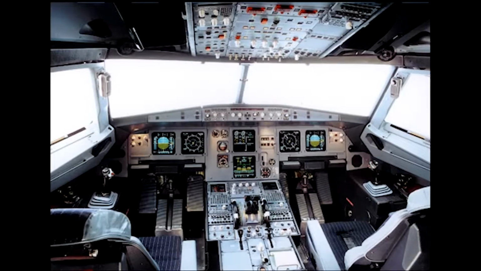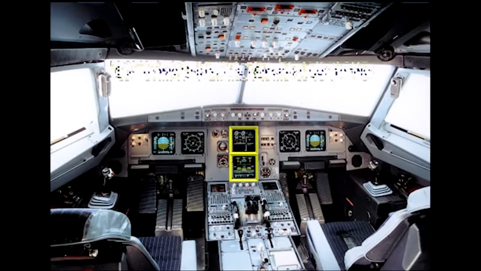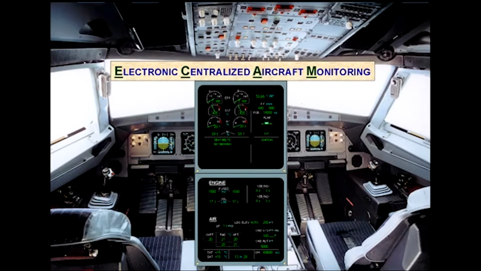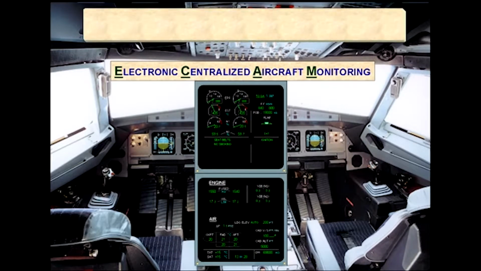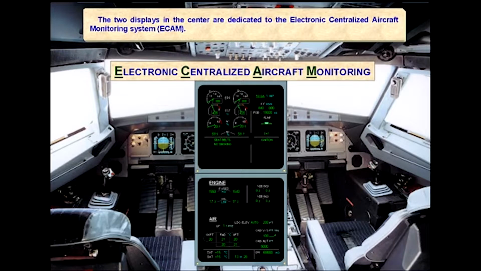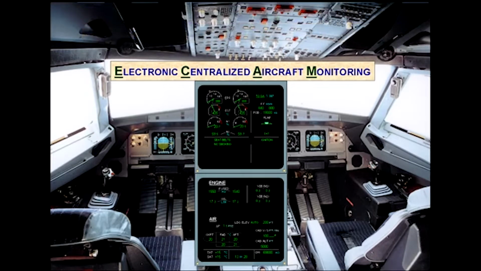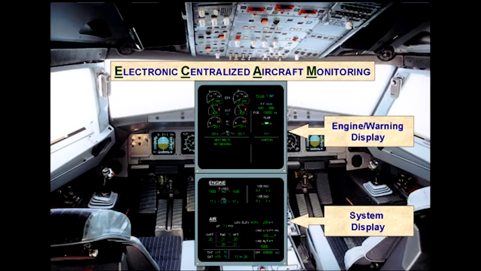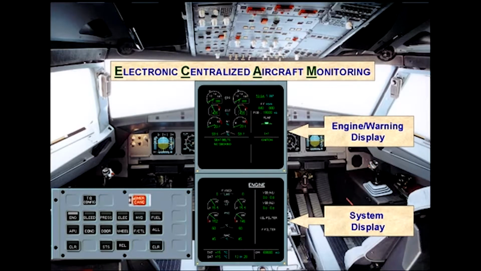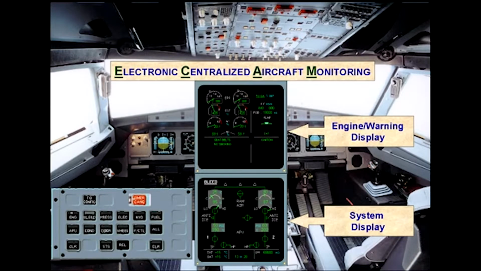The 2 displays in the center are dedicated to the Electronic Centralized Aircraft Monitoring System, ECAM. The upper ECAM display is known as the Engine Warning Display, E/WD. The lower ECAM display is known as the System Display, SD. It is on this screen that various aircraft system parameters can be viewed by the pilots. As an example, we will cycle through the system pages for you.